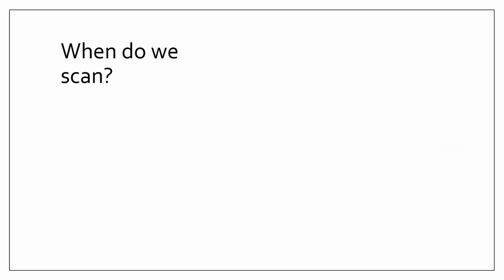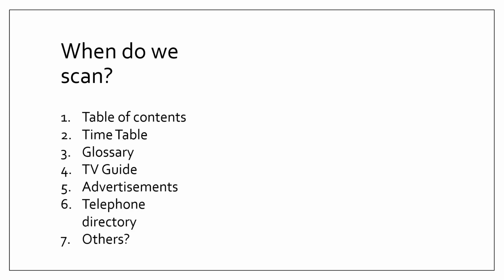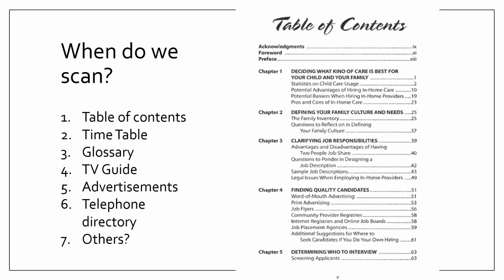Okay, in our life, sometimes we scan articles a lot. For example, when we would like to find information in the table of contents of a book, in the timetable, in a glossary, TV guide, advertisements, telephone directory. That's why we scan to find specific information.